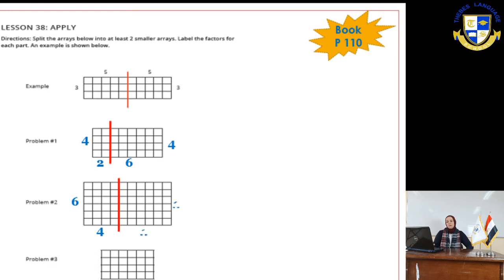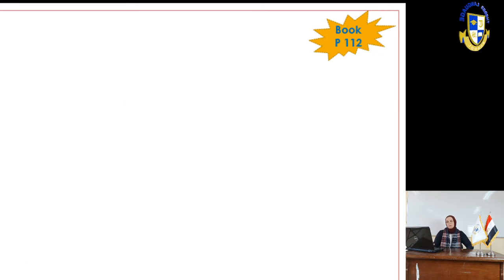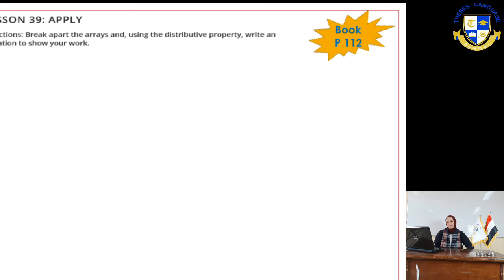Problem number 3, we are going to break the array into 2 parts. Here we have 4 rows and 6 columns. So we are going to break the array into 2 parts. Each part consists of 3 columns. Now the next page, book page 112.